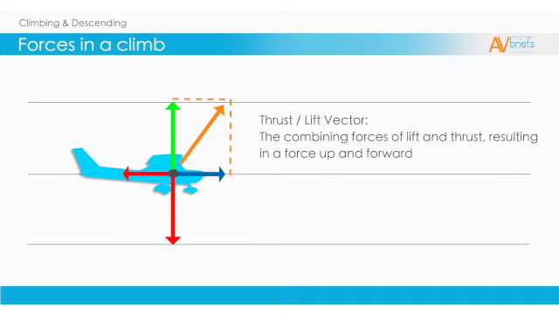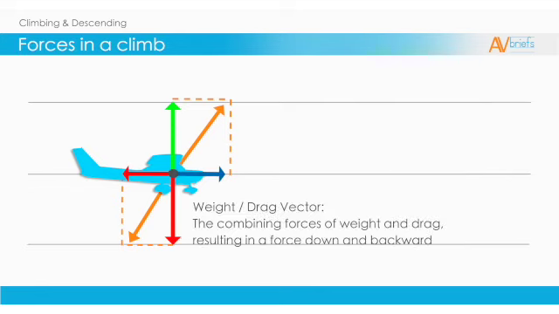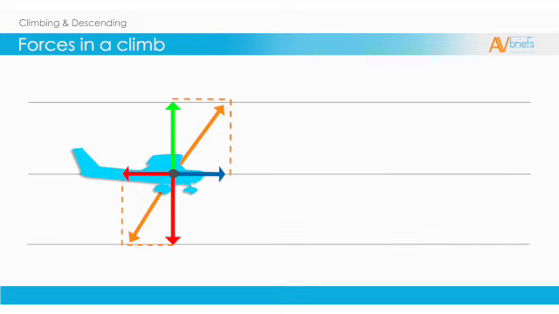There is also the weight-drag vector. This is the combining forces of weight and drag. These result in a force down and backward or rearward. When we put an airplane into a climb, most of the forces are following the same pattern. Thrust acts in line with the power plant or propeller. Drag acts rearward against the direction of travel. And lift acts perpendicular to the direction of travel. But weight will always act towards the earth, as it follows the law of gravity exclusively.